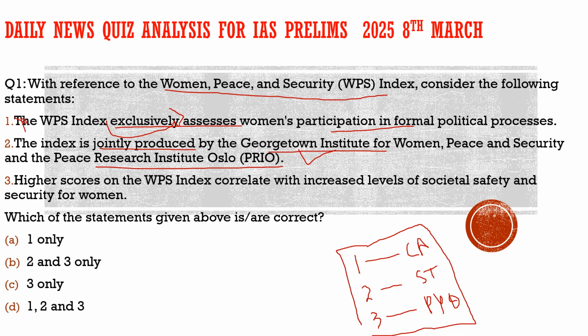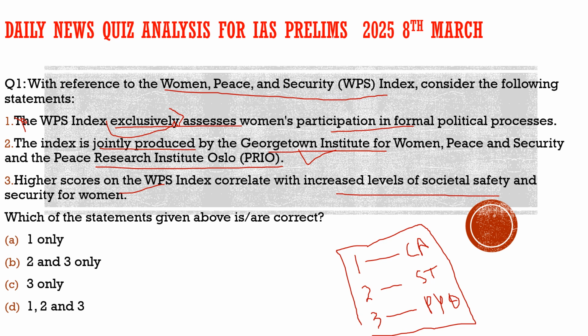Third statement, higher scores on the WPS index correlate with increased level of societal safety and security for women. 100% correct. If any country has higher scores, it will definitely correlate with increased levels of societal safety and security for women. So this statement is also correct. So with respect to this question, the correct statement would be statement 1 and 3 only. Sorry, statement 2 and 3 only. And from the code given below, the correct code would be option B.